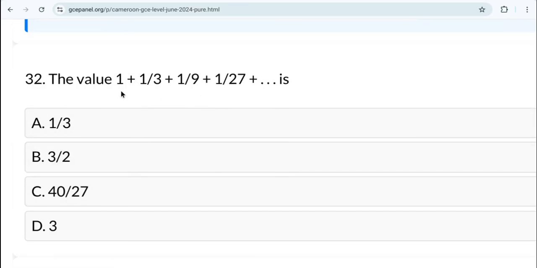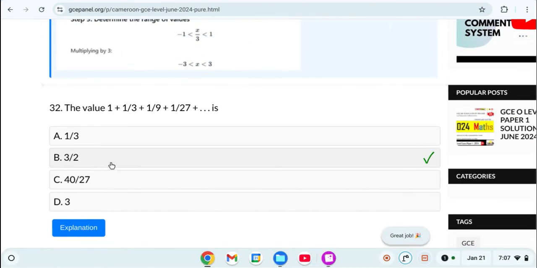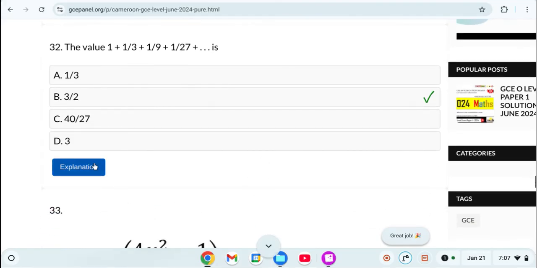The first term is 1, the common ratio is 1 on 3. Sum to infinity is a over 1 minus r, so 1 over 1 minus 1 on 3. So what does that give us? That's going to give us 3 on 2. That's the sum to infinity they're asking for there.